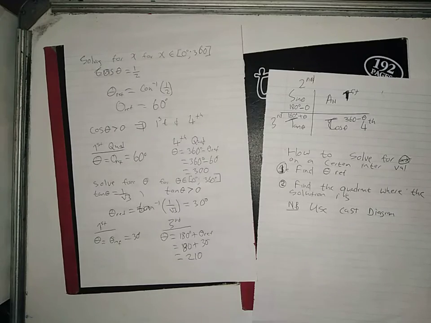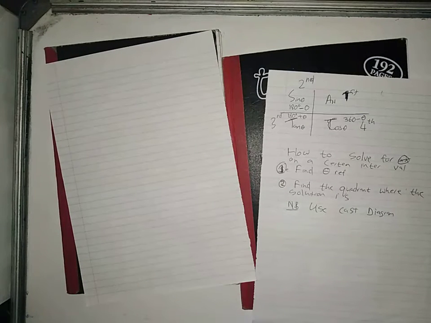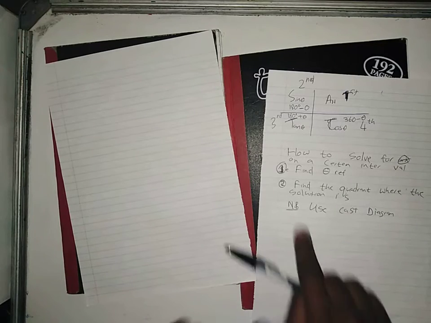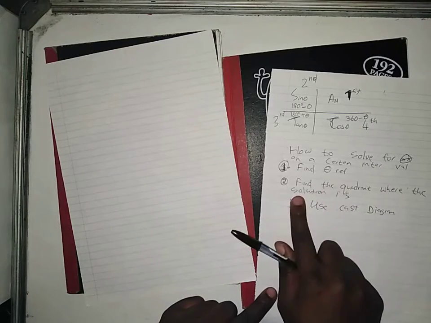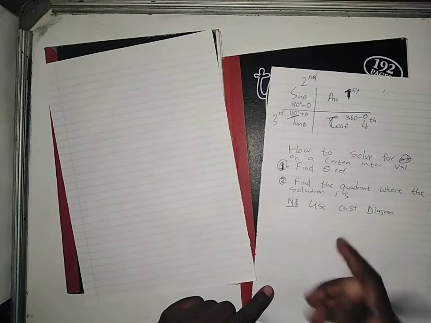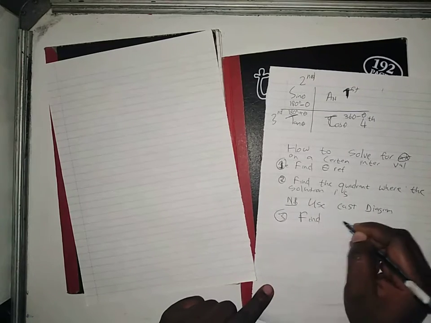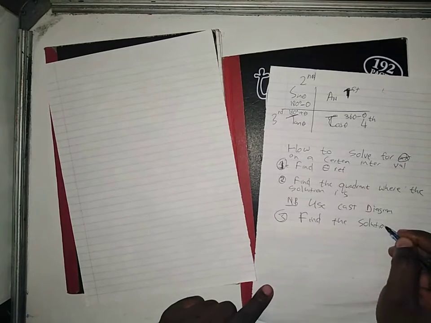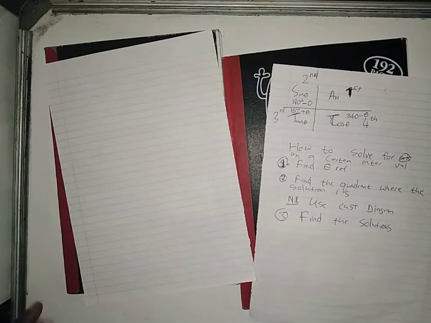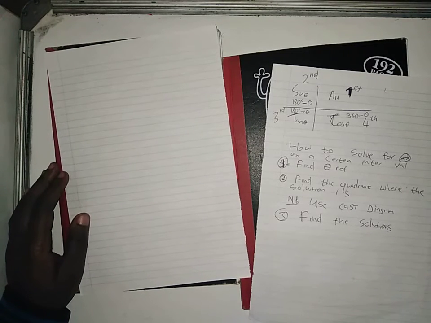All right, ladies and gentlemen, do you understand? Okay, so step number 1, you find theta ref. Step number 2, you find the quadrant where the solution is, and then you use the cast diagram. And then step number 3, you must then find your solution. So it's only 3 steps. Okay, I know you guys like steps. I do not know why, but anyway, now let's take another problem.